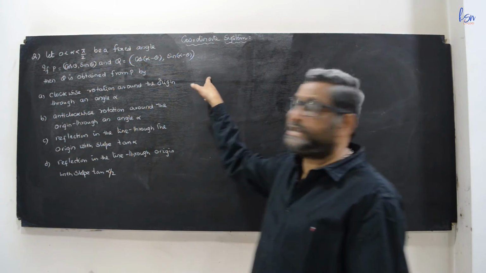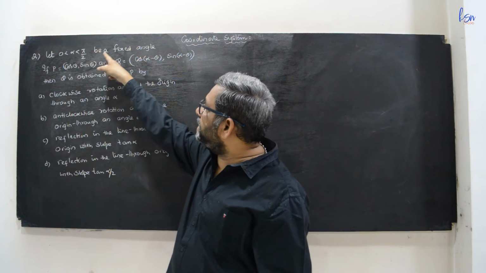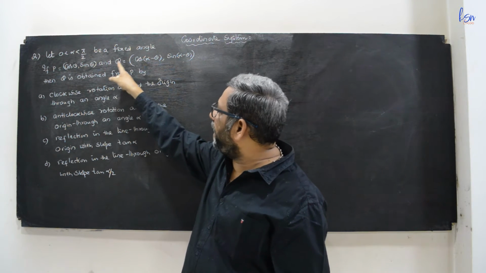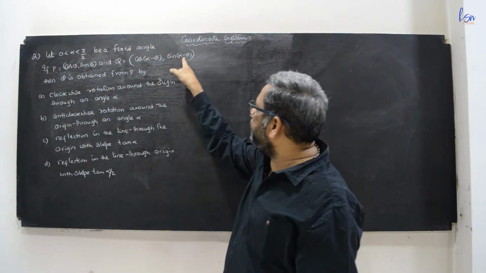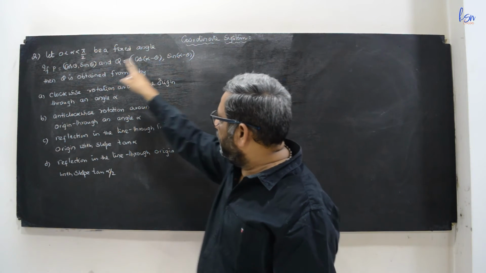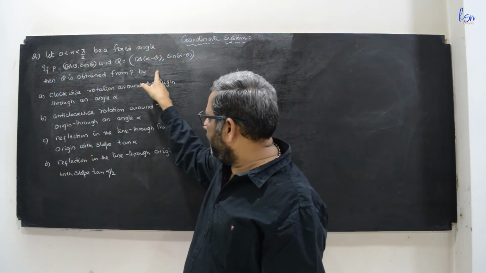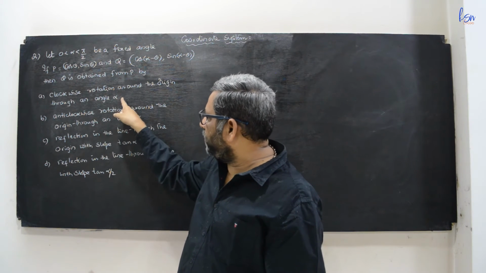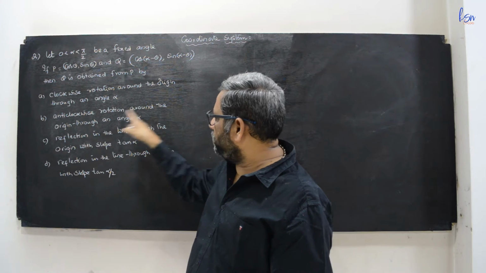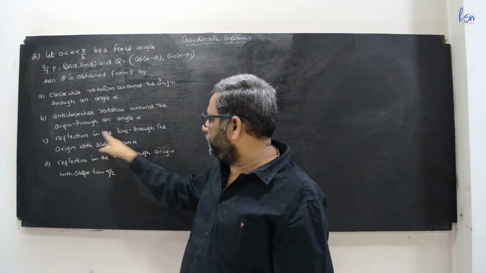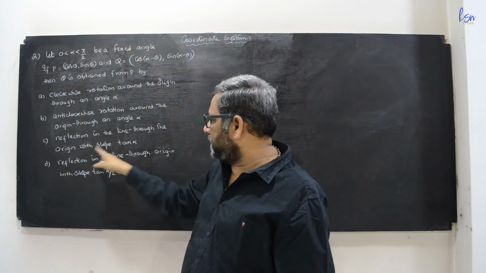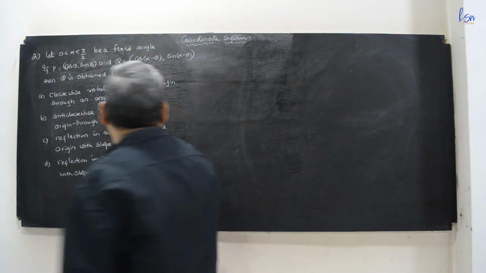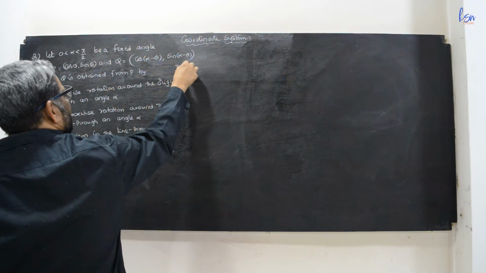The second question is: let 0 less than alpha less than pi by 2 be a fixed angle. If P is (cos theta, sin theta) and Q is (cos of alpha minus theta, sin of alpha minus theta), then Q is obtained from P by: clockwise rotation around the origin through an angle alpha, anti-clockwise rotation around the origin through an angle alpha, reflection in the line through the origin with slope tan alpha, or reflection in the line through the origin with slope tan alpha. This is a question given in JEE.